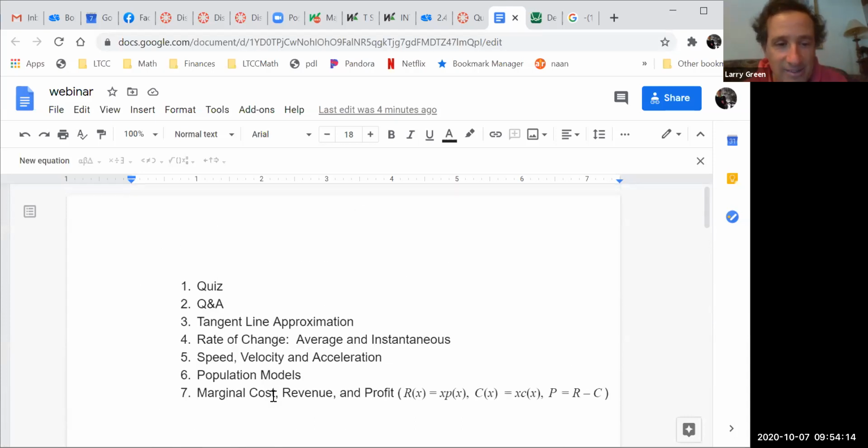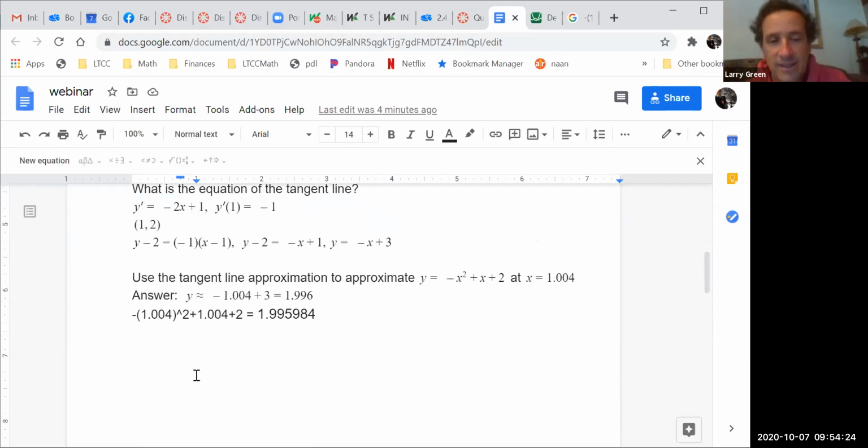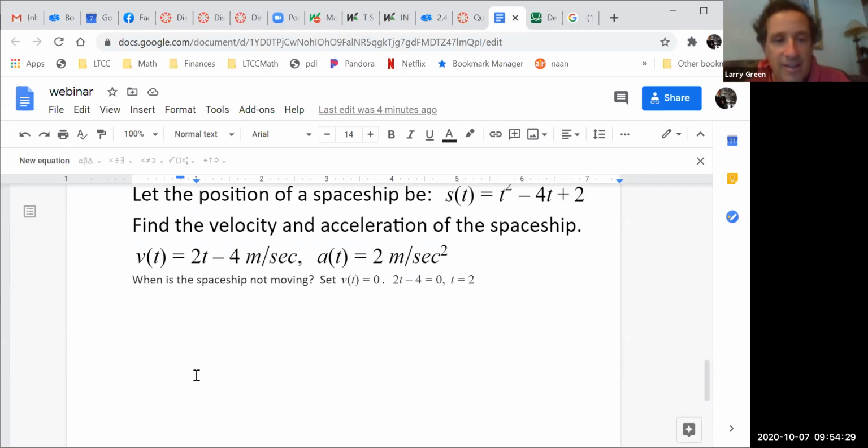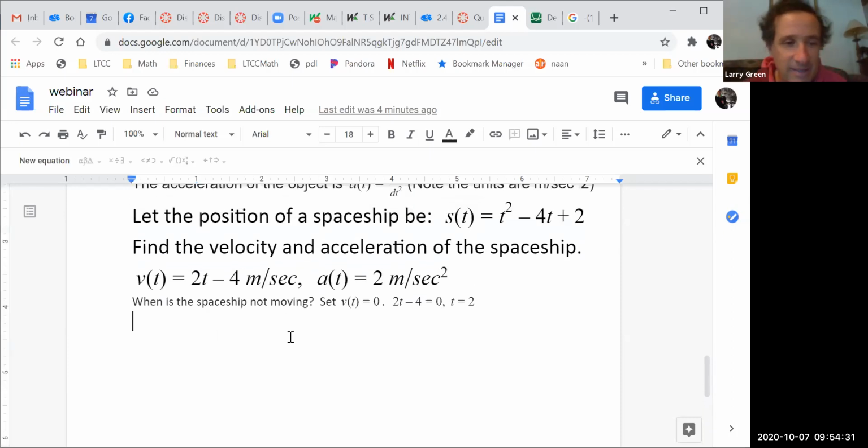Okay, now we just talked about speed, velocity, acceleration. Now let's get into population models. And I think if I remember, we have some biology people. So let's look at population models. Okay, so let me give you, just for bad news, let's look at the worst case scenario of COVID.